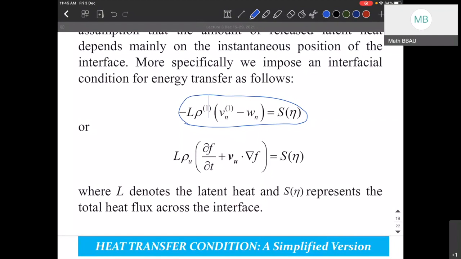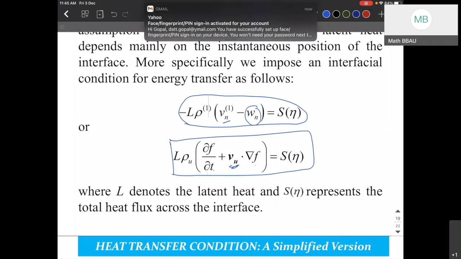net heat flux at the interface, and that net heat flux can be computed by kappa_2 del T_2 upon del n minus kappa_1 del T_1 upon del n. With the normal change in temperature and the thermal conductivity, we can calculate the net heat flux. Now putting the value of V_n1, that is the velocity in phase 1, and W_n in terms of del F by dt and gradient F, we can get this equation.